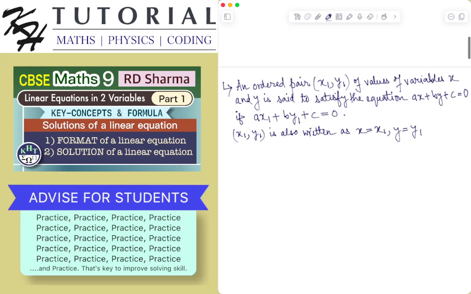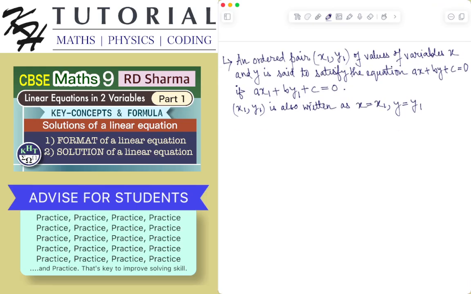An ordered pair x1 comma y1, where x1 and y1 are real constants, belongs to R. Whenever I say x1 comma y1 belongs to R, it means that x1 and y1 are some real constant values. So in an ordered pair, the order is important: first we have x1.